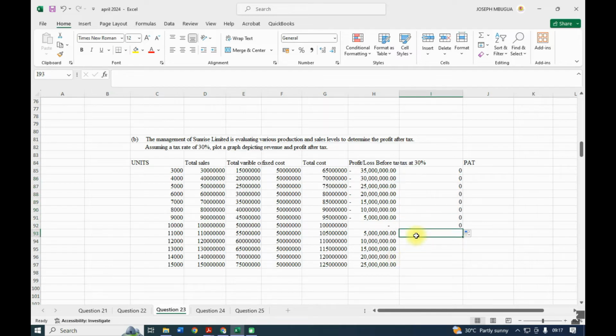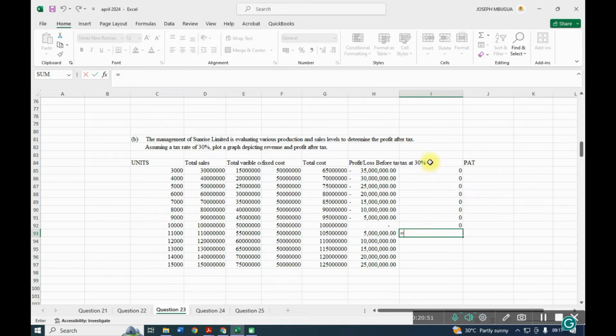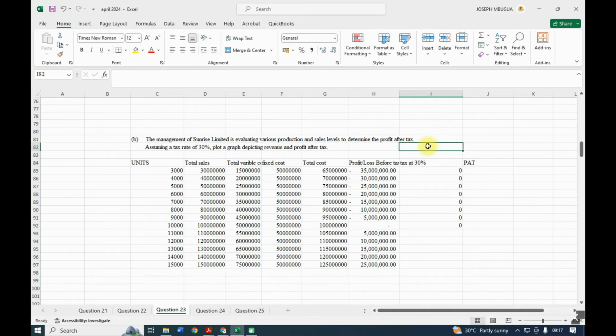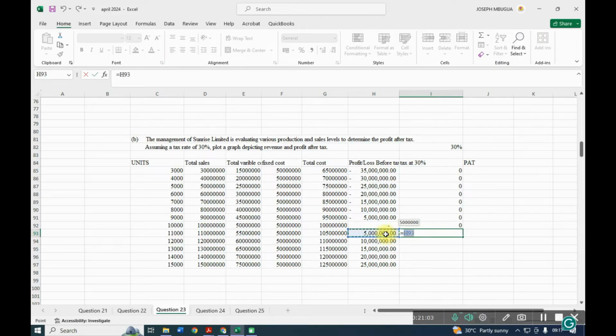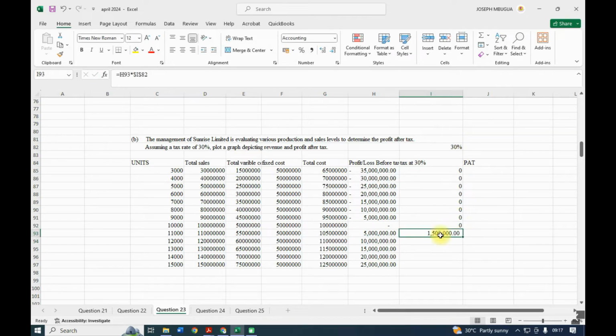We don't tax the loss. But for this one, I'll put our tax rate first, 30%, so that where we are making a profit, that is the point where we shall pay the tax, and I will lock that particular tax. Tax is only on profits. On the losses, we are not paying any tax. The tax will be zero.